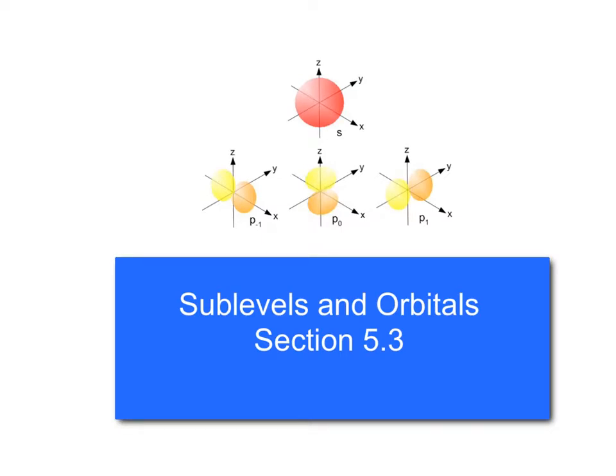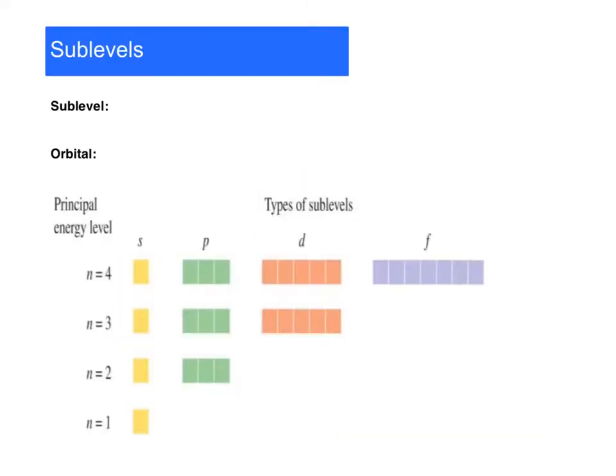Today I'm going to talk to you about sublevels and orbitals, and you can find this information in section 5.3 in your textbook. In the last video I talked to you about principal energy levels, and today I'm going to talk about the sublevels that make up those energy levels.